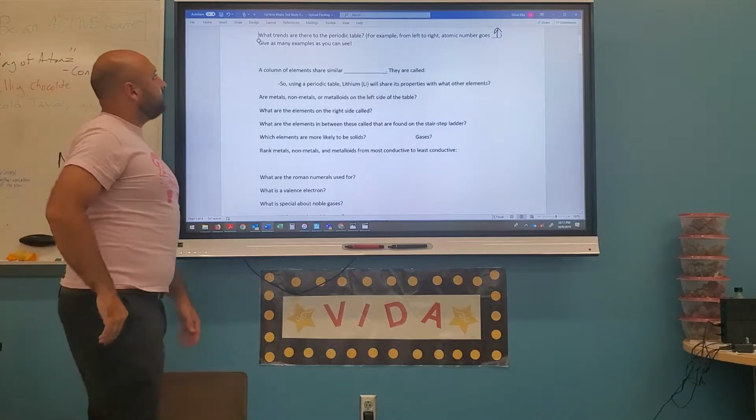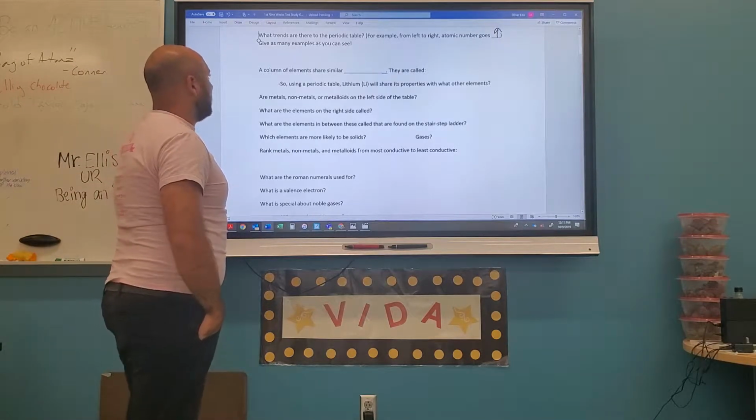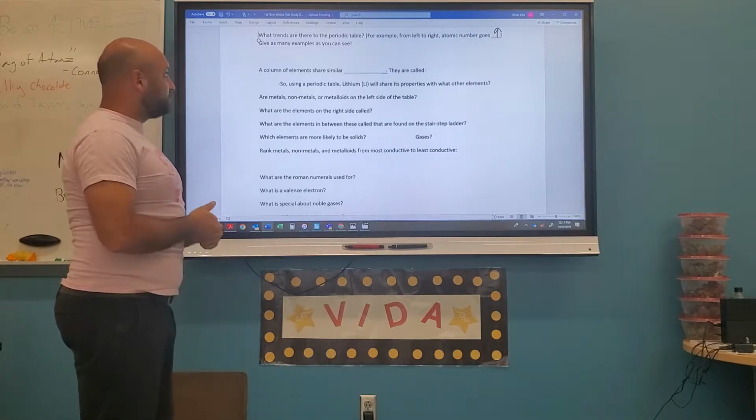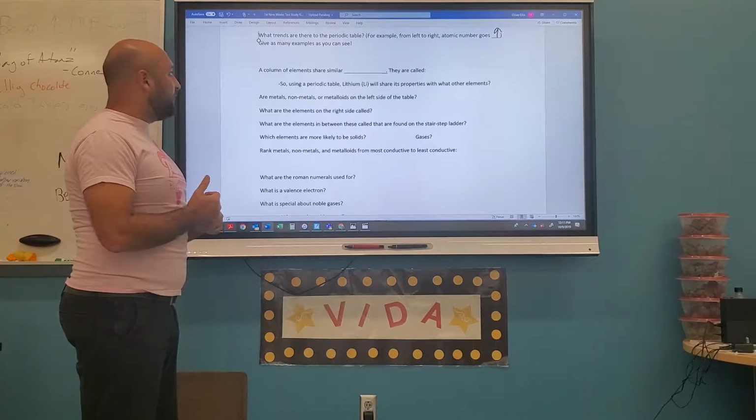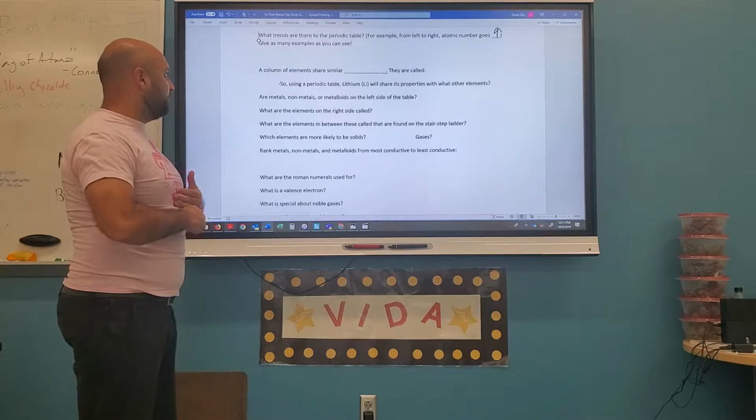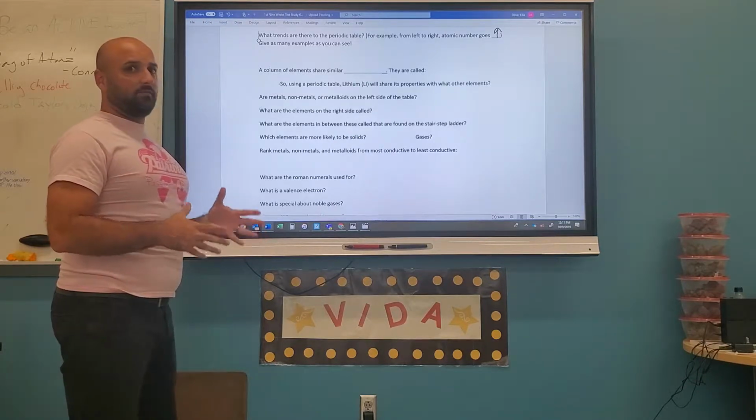Keeping it rolling. Our metals, non-metals, or metalloids. Metals are on the left side of the table. What are the elements on the right side called? Non-metals. What are the elements between these that are found in the stair-step ladder? Those are the metalloids. Which elements are more likely to be solids?